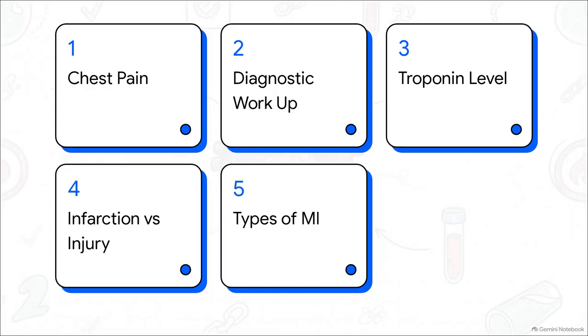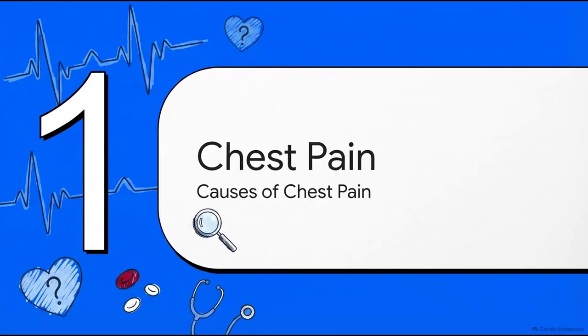Here's our roadmap for the next few minutes. We're going to cover investigating chest pain, the diagnostic workup, decoding troponin dynamics, infarction versus injury, and advanced MI classifications. Let's jump right in. Section 1. Investigating chest pain, the scene of the event.